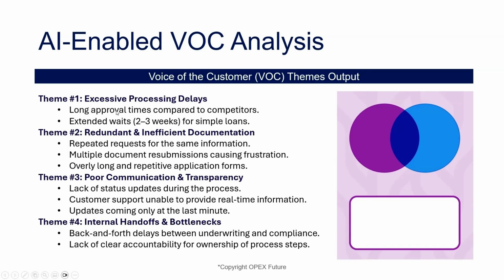He even tells you long approval times compared to competitors, extended wait times, 2 to 3 weeks for simple loans, repeated requests for the same information, multiple document resubmissions causing frustration, overly long and repetitive application forms, lack of status updates during the process. You can see all of these things that ChatGPT was able to organize themes based off that VOC information. Very powerful.